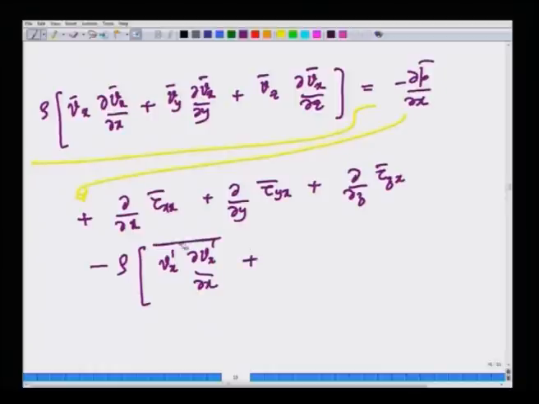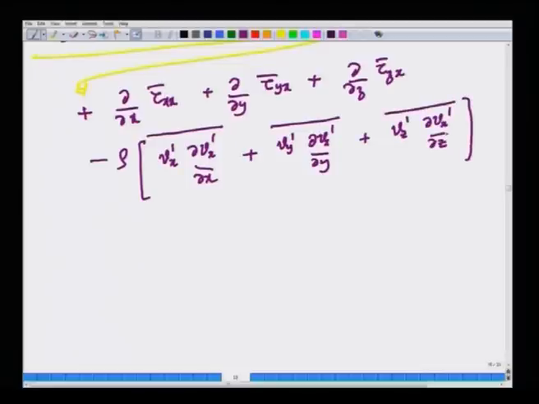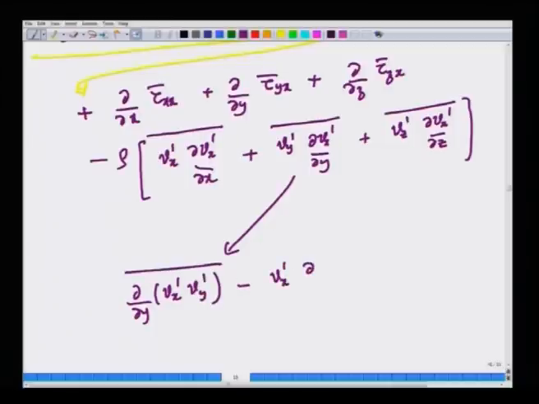Var average, plus V y prime partial V x prime by partial y average, plus V z prime partial V x prime by partial z average. This is the entire relation. Now, I am going to simplify this further. So, let us take this term first. We can write this as d dy of V x prime V y prime whole average minus V x prime partial V y prime by partial y.